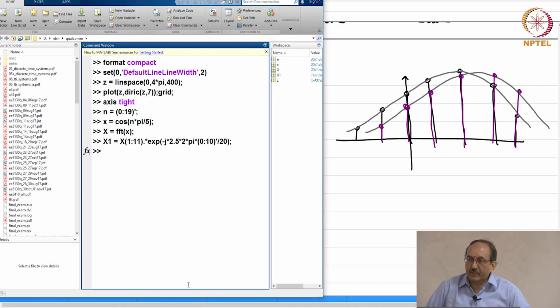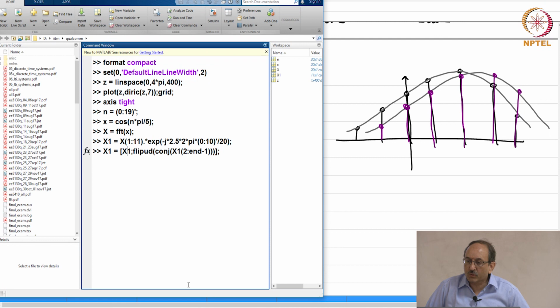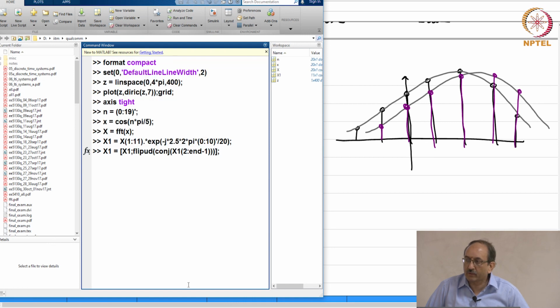Now, the second half of the spectrum is nothing but the complex conjugate of the first part and time reversed. Again, we will see this later. Here the X1 vector that was created earlier is there as it is. So, what I have done is flip up down, which time reverses the vector, you will see the need for time reversal later, and complex conjugation.